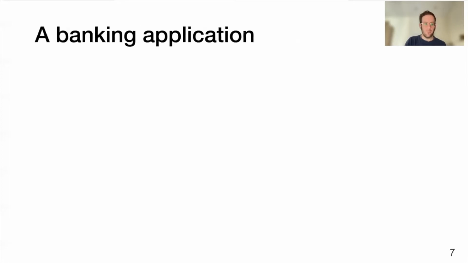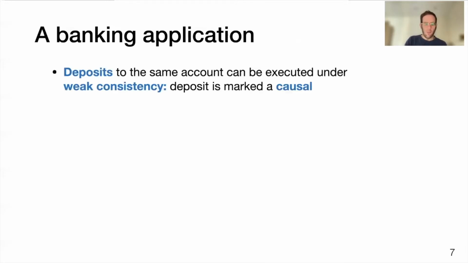So let's take a look at an example, a banking application in which we can make deposits and withdrawals to a bank account. Let's assume that the application wants to maintain an invariant that says that an account cannot go below 0. So for instance, deposits to the same account can be executed under weak consistency without any problem. So according to the POR model, they should be marked as causal.